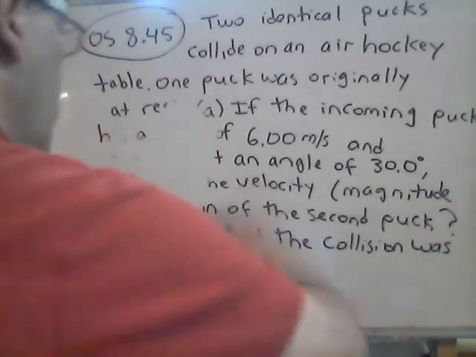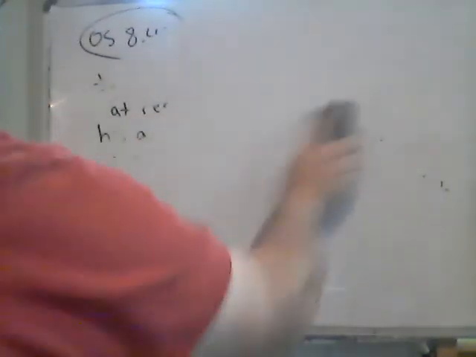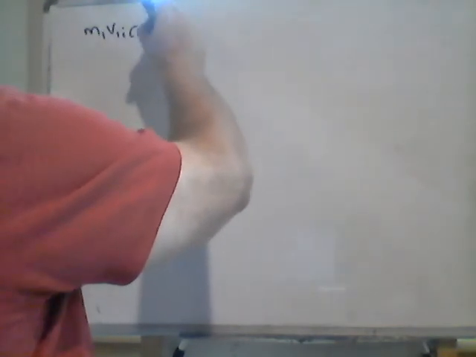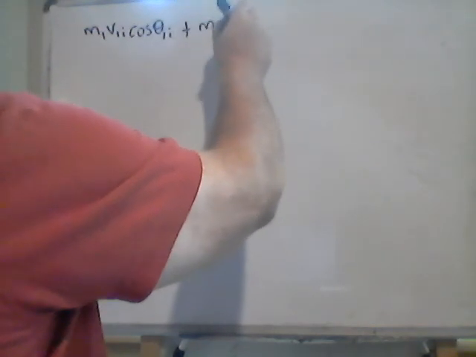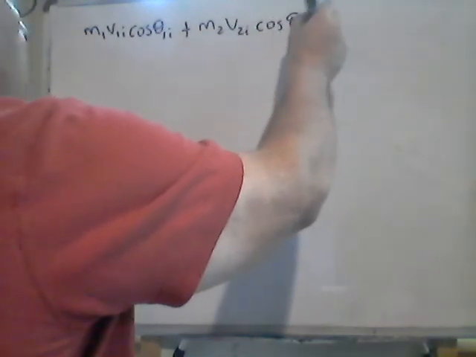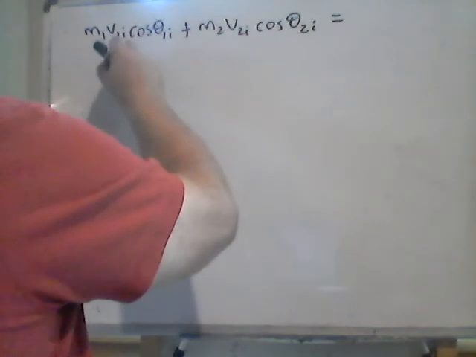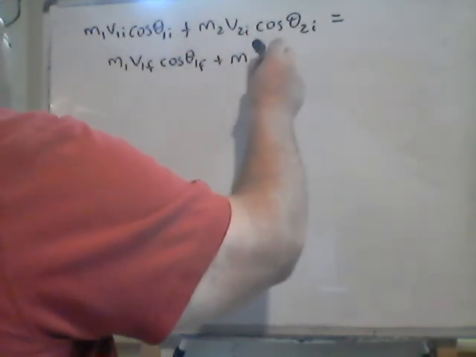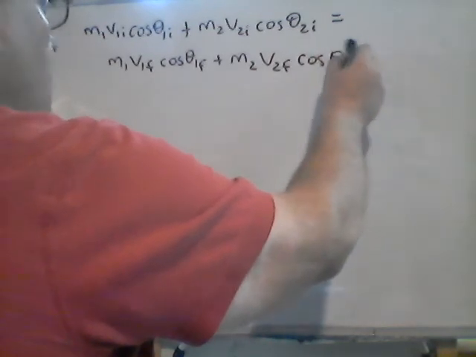So anyway, let me erase this. All right, so we go back to the general form of the equations. We have a conservation of momentum problem in two dimensions. Let's go back to the most general form of the equation. They're ugly, but we'll go from there and start simplifying. So m1 v1i cosine theta 1i plus m2 v2i cosine theta 2i equals m1 v1f cosine theta 1f plus m2 v2f cosine theta 2f.